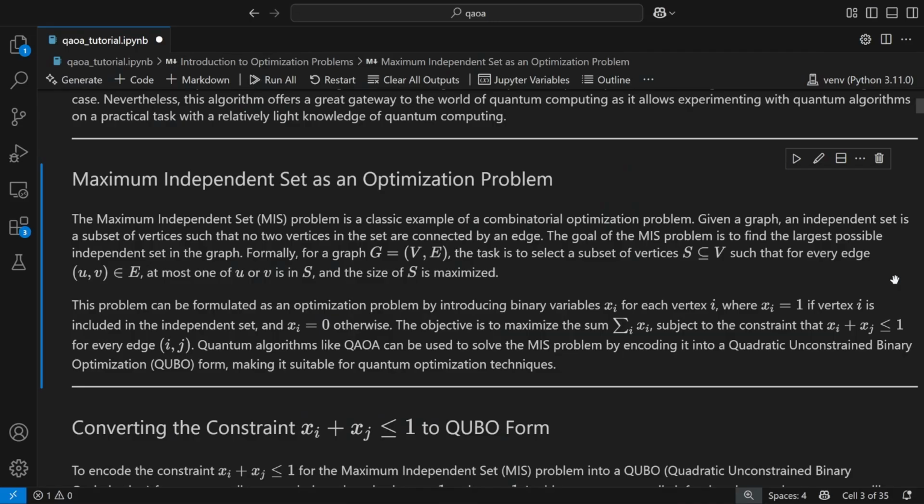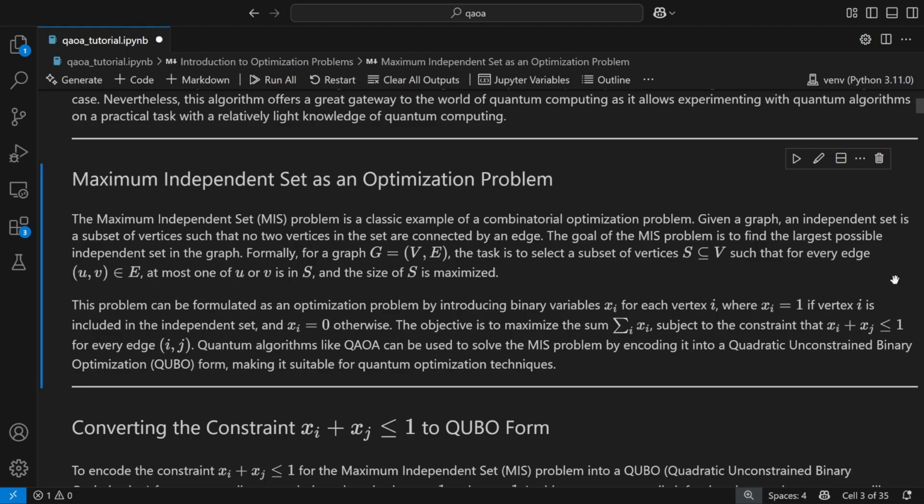Okay, now we're going to look at the maximum independence set problem as an optimization problem. Maximum independence set tries to find the largest set of nodes that are not connected to each other. So, for example, if we have a graph G with sets of nodes V and sets of edges E, the task is to find the largest subset of nodes S for which no two nodes in the subset are connected to each other.